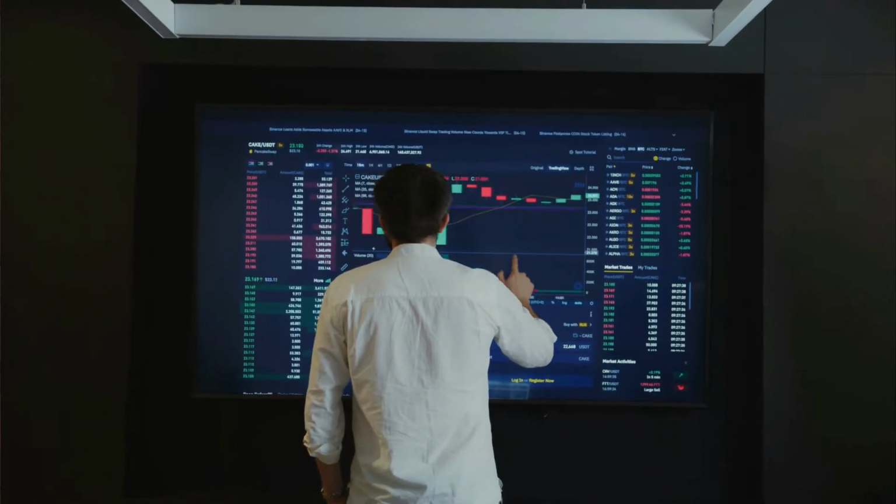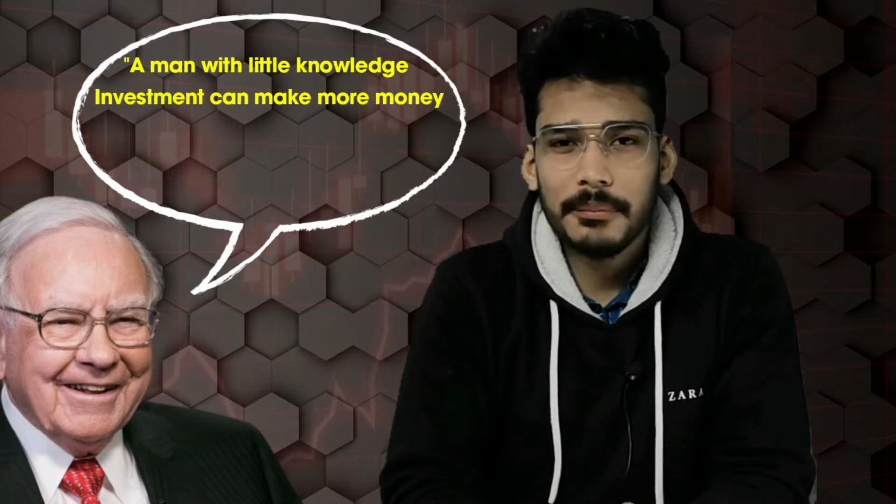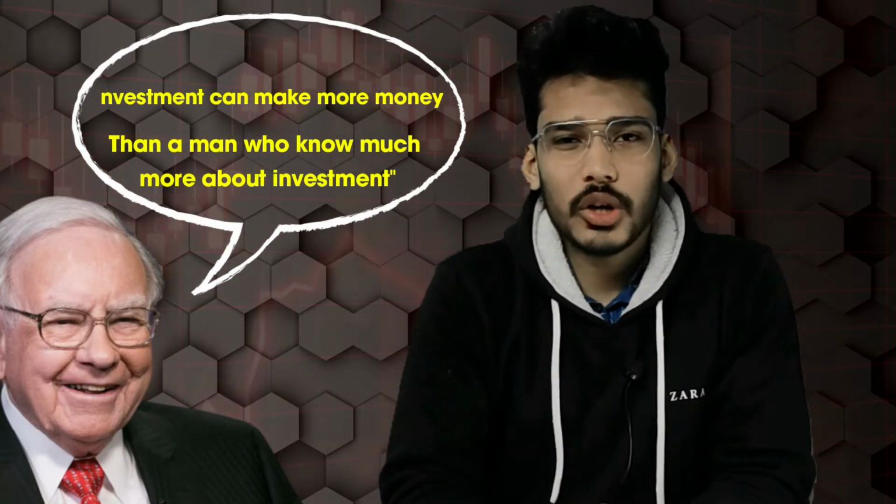Investment is the only thing that makes your money double without any efforts. If you are a beginner in investment and don't know how to choose stock and invest in it, investment is not that much difficult, but you have to know about some basic concepts of investment and how to analyze any shares before buying it. A great investor, Warren Buffett, once said that a man with a little knowledge of investment can make more money than a man who knows much more about investment.